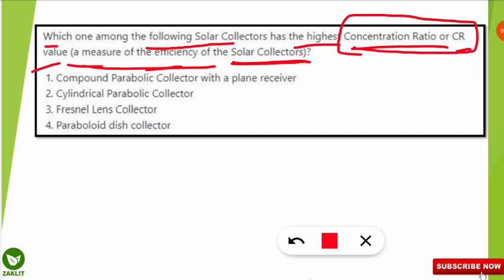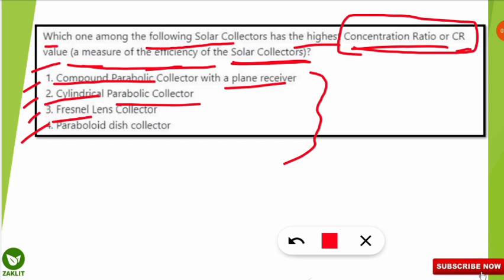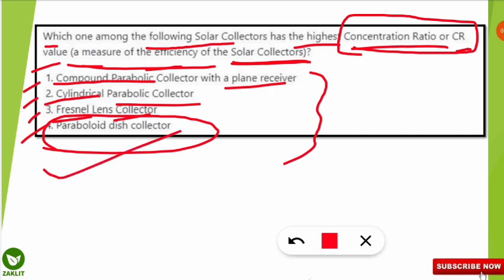Now it is asking among these 4 kinds of solar collectors. It also gives us a hint that these are the kinds of solar collectors. You should also note this down. They are the compound parabolic collector with a plane receiver, cylindrical parabolic collector, Fresnel lens collector, and paraboloid disc collector. Among these 4, the paraboloid disc collector has the highest concentration ratio, that is, it is much more efficient than the other options given here.